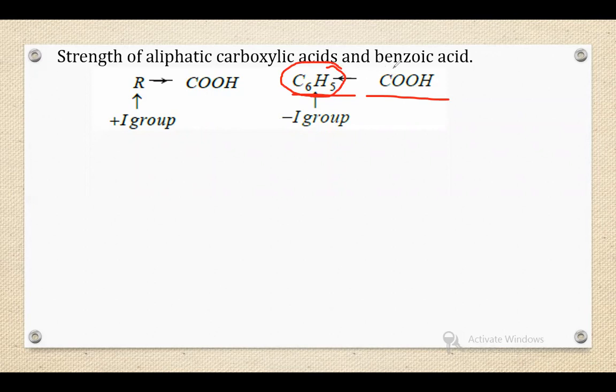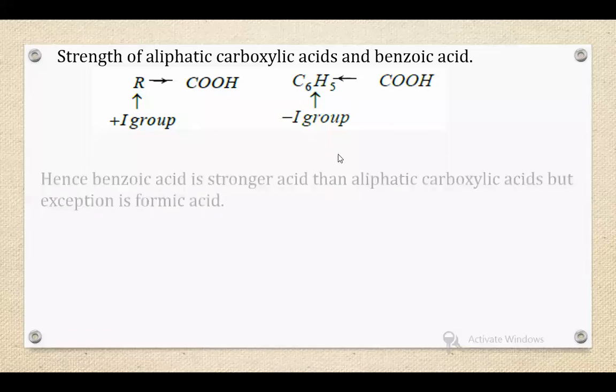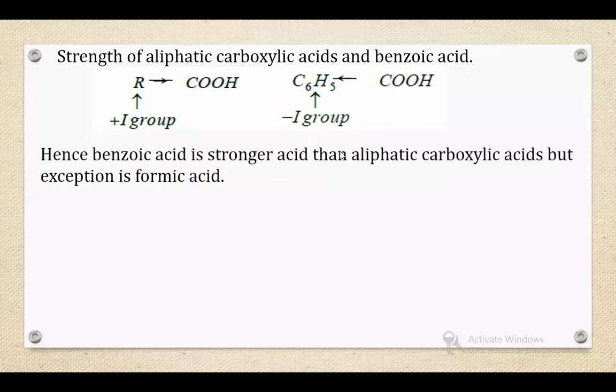It drags the pair of electrons on the carboxylate ion, so charge density on oxygen decreases, hence acid strength increases. In the case of aliphatic, the positive inductive effect, electron donating group, donates an electron on the carboxylate ion, so charge on the carboxylate ion is more. Charge on the carboxylate ion is more, the acid strength will be less. So hence benzoic acid is stronger than aliphatic carboxylic acid, but exception in formic acid.